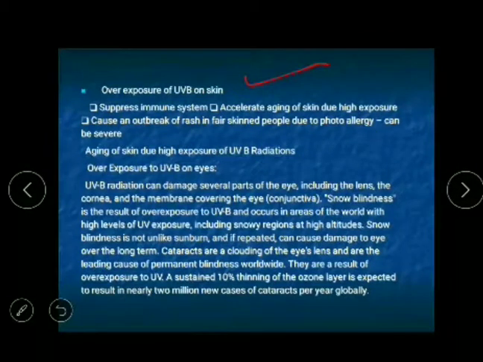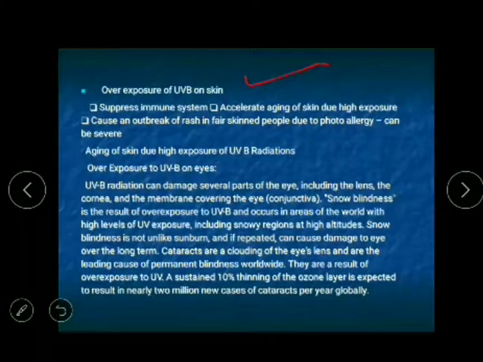Overexposure to ultraviolet B on skin suppresses the immune system, accelerates aging of skin due to high exposure, and causes an outbreak of rash in fair-skinned people due to photoallergy. There can be severe aging of skin due to higher exposure to ultraviolet B radiation.